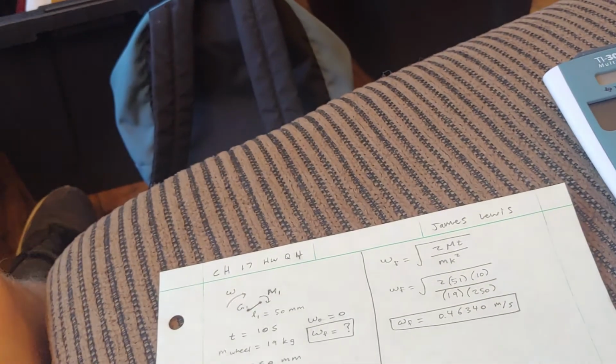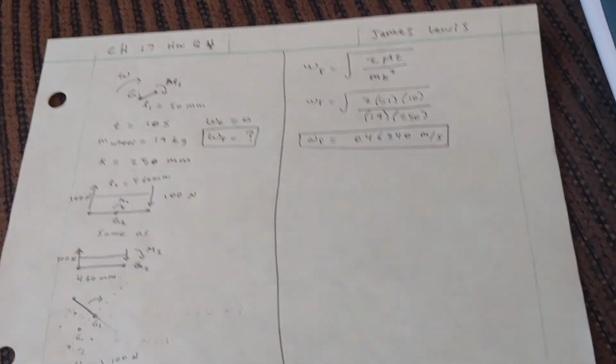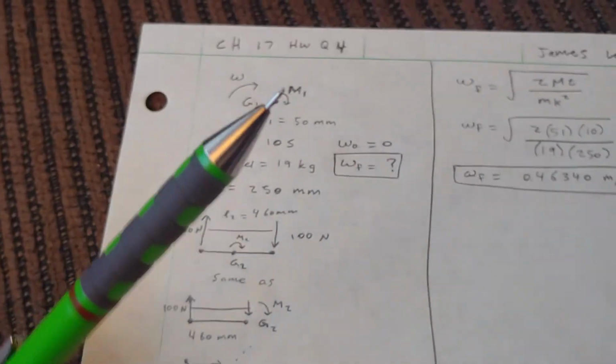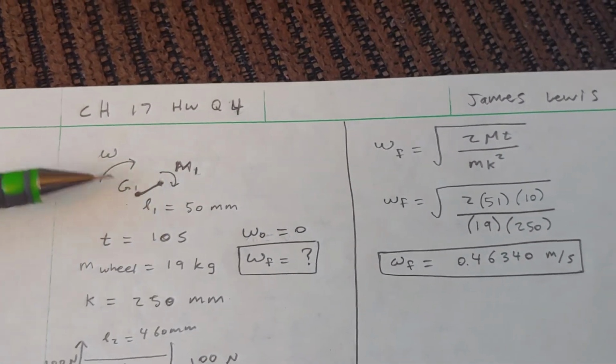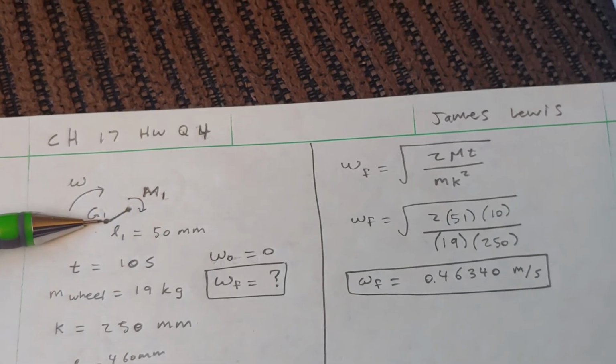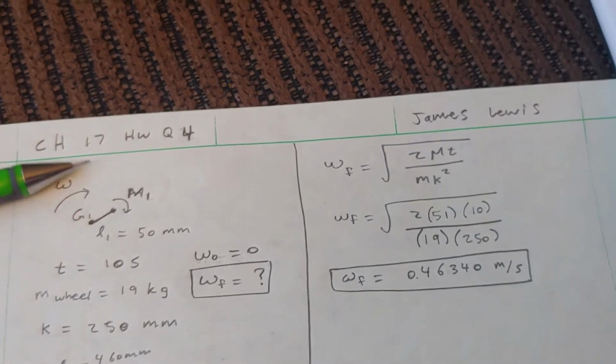And then for question 4, I went ahead and passed by question 3, because we're going to come back to that later. Our free body diagram, we have our wheel, which this is the center of our wheel, and here's the lug nut on the outside of that.